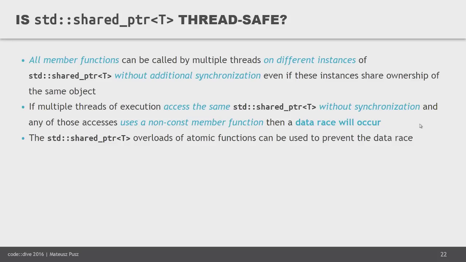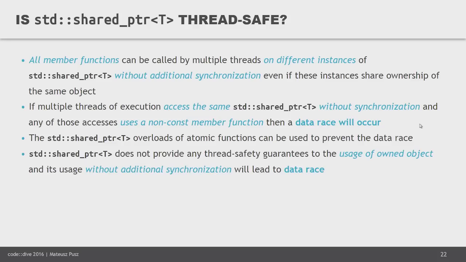And the most important part here: shared pointer does not provide any thread safety guarantees on the object that is being managed by it, yes? So it's basically the same as a raw pointer or raw reference shared between threads. No thread safety guarantees on this. You have to provide your own synchronization if you want to modify the data being stored in a shared pointer from different threads.